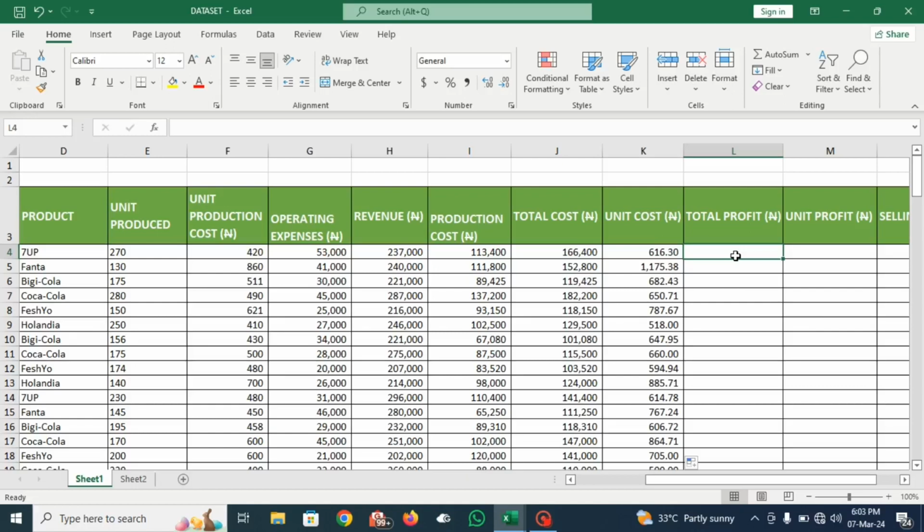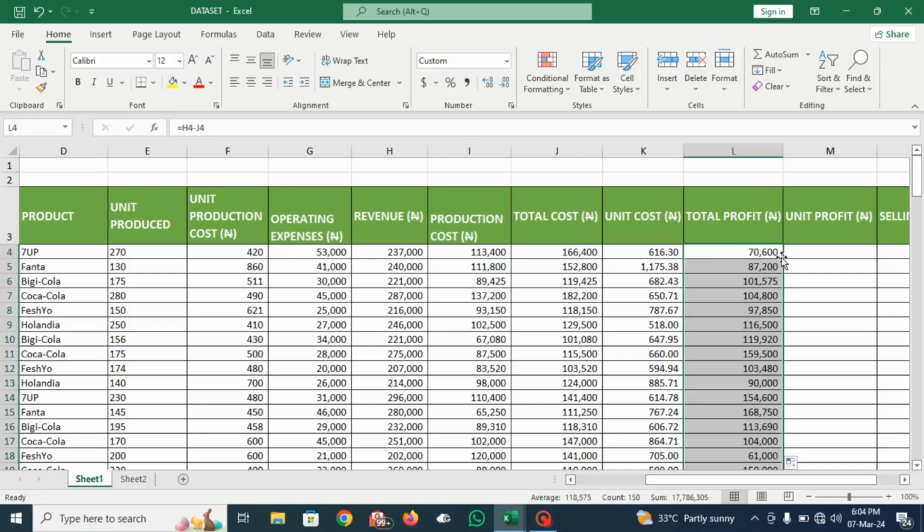I have to start with equal to again. I will select the first cell, which is the revenue, and then I will have to apply minus sign, then press your hyphen key, which is between 0 and equal to. So now I have to press that hyphen, then I'll locate the second cell, which will be the total cost. Then I press my enter. So it means that the total profit for this product, which is 7 Up, is 70,600. So now let us generate for other products as well.